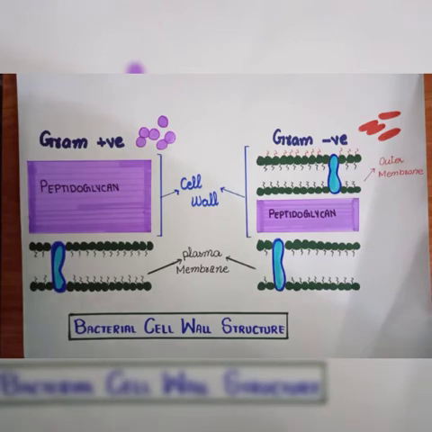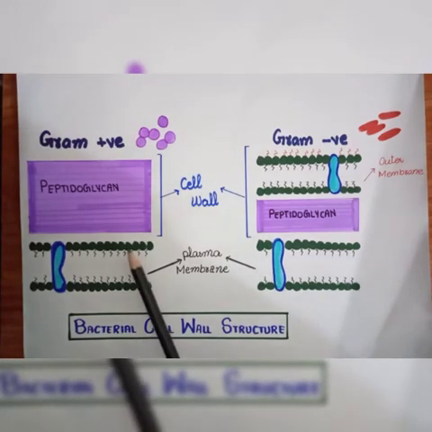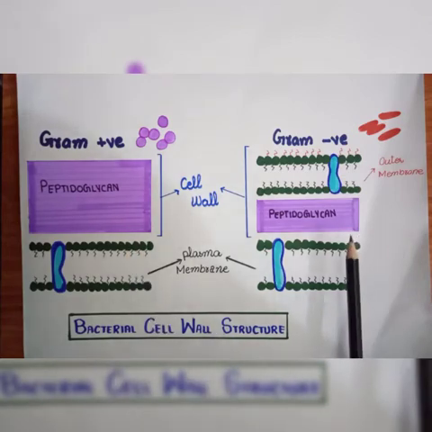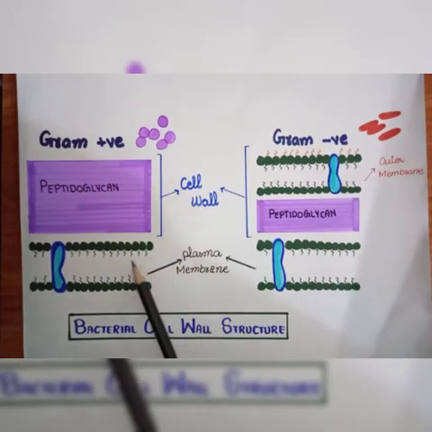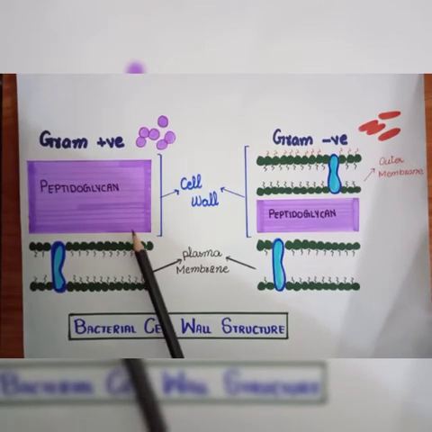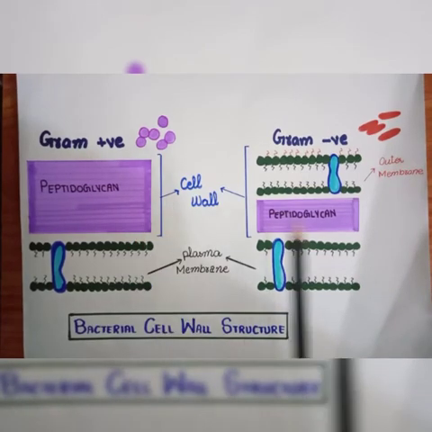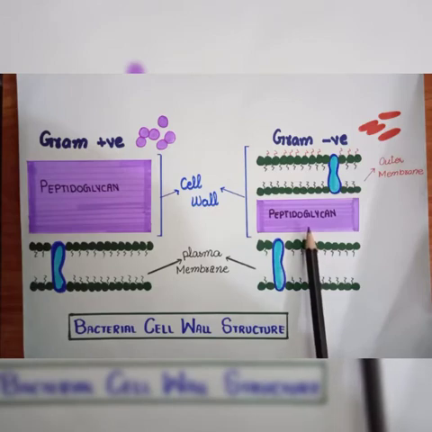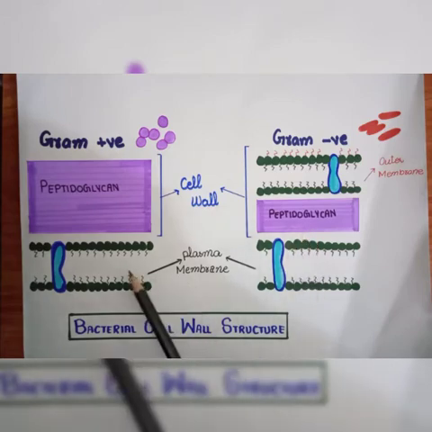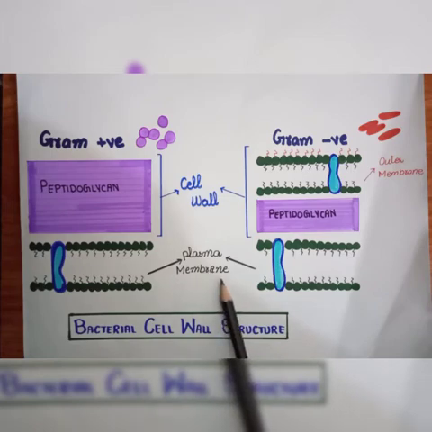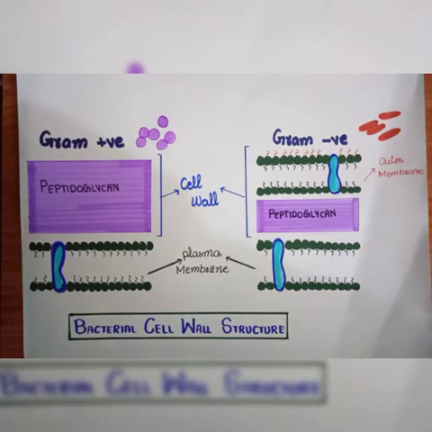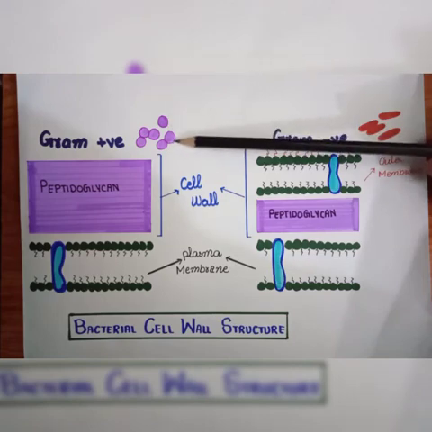Now let's see the cell wall structure. Here we have the gram positive and that is gram negative. The gram positive bacteria, as we know, have a thick layer of peptidoglycan, while the gram negative bacteria have a thin layer of peptidoglycan, and they both also have the plasma membrane. The gram positive bacteria retain the crystal violet iodine complex in a lipid solvent, that is basically the acetone or alcohol, and they appear as purple like this.